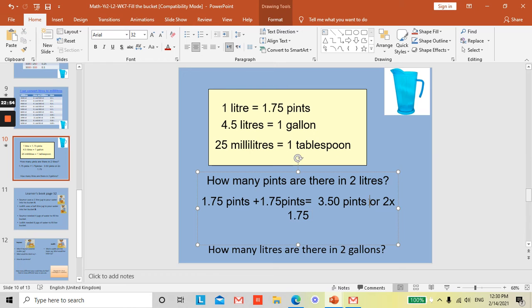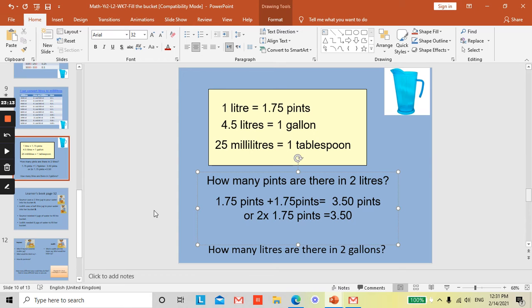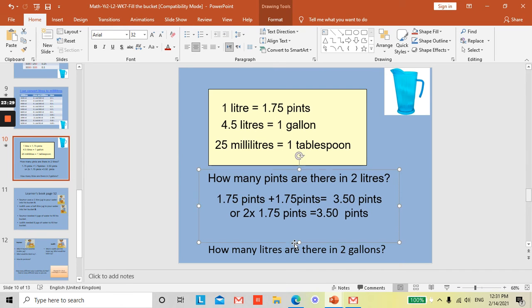Okay, or is the same as 1.75 pints, which is equal to 3.50. So it's the same as pints. So this is it. Look at this.